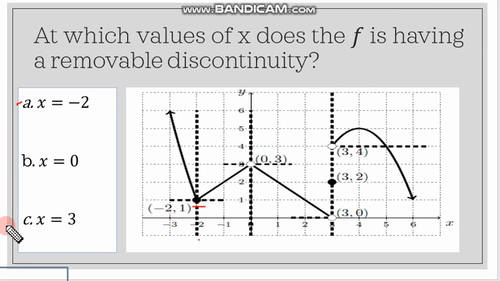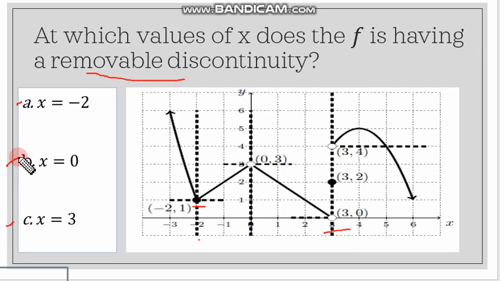If you answered letter C, still this is wrong, since we are looking for a removable discontinuity. According to the conditions for a removable discontinuity, a function must have a limit that exists. Now, for x is equal to negative 3, we can see that the limit does not exist. So this is not a removable discontinuity.